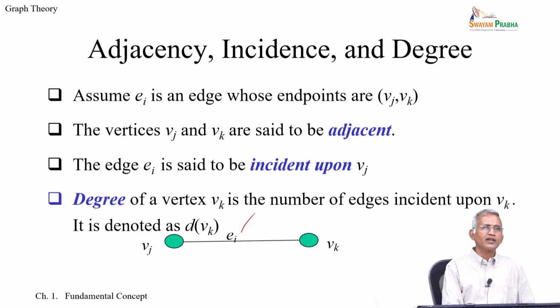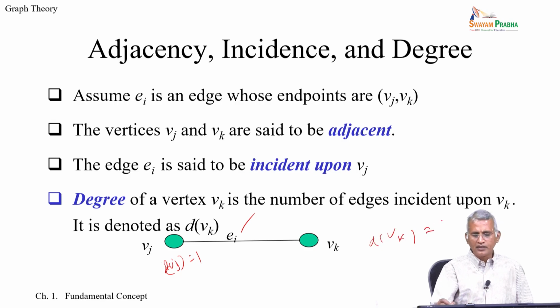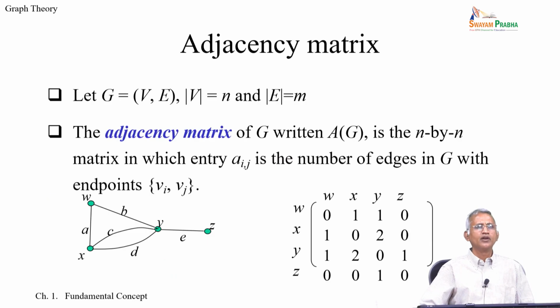Next, the degree of a vertex Vk is the number of edges incident upon Vk, denoted d of Vk. Here d of Vj has only one edge connected, therefore d of Vj is equal to 1. d of Vk is connected with Vj, therefore it is also 1. Therefore, the degree of each is 1.